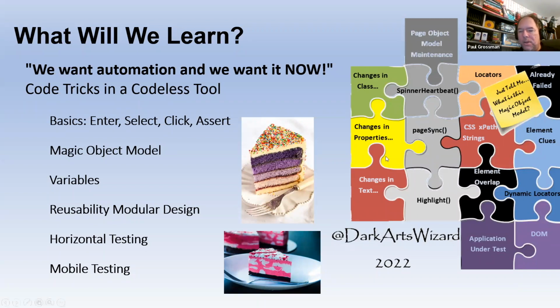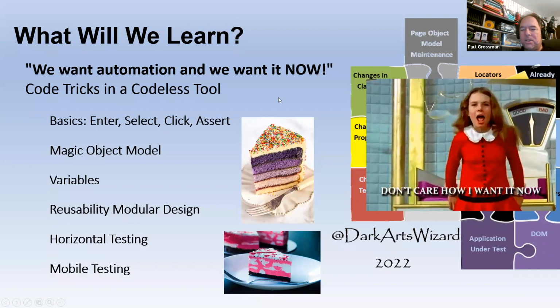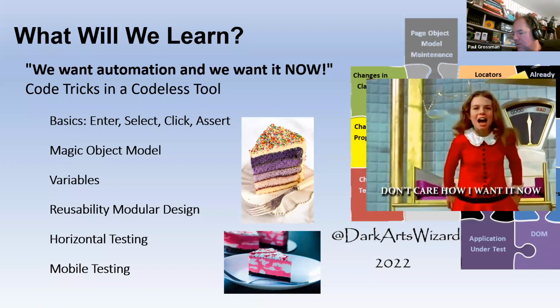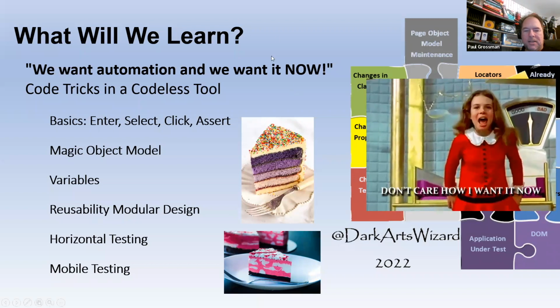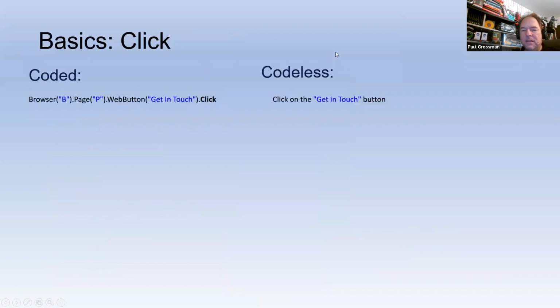So I normally go through this whole little puzzle piece over here, but today we don't want to spend all that time. We just want to know if I can get an automation script that can be set to run today. Just give me the tool. I don't want to learn any code. Just get it to go, click something, select something, assert something. So let's get on with it.